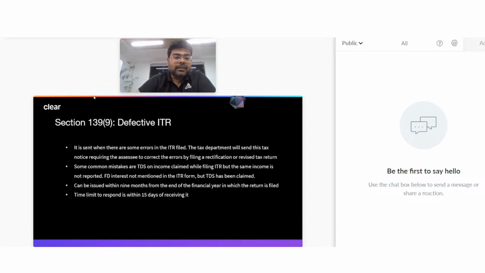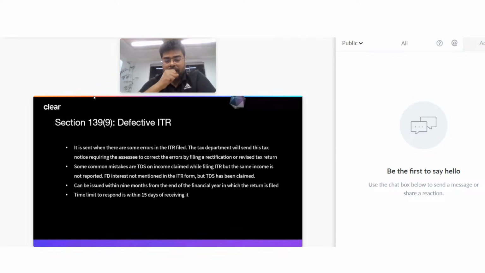Section 139(9), defective notice, right? Now, we can be very cautious at the time of filing our income tax return. We could be very, very cautious. However, there are certain mistakes, big human errors that we can make, right? For example, we can claim the TDS but not offer the income corresponding to that TDS, right? So that can happen. Also, there are certain cases wherein you are supposed to put in the breakup of your salary, however it has not been inputted. So because of this, there might be a defective notice coming your way under section 139(9).